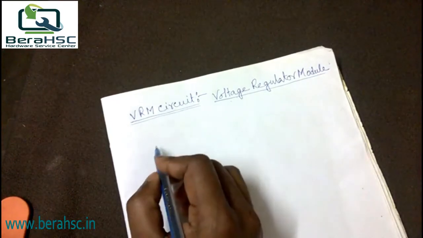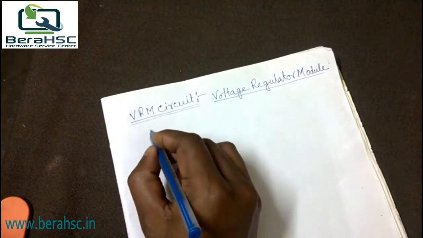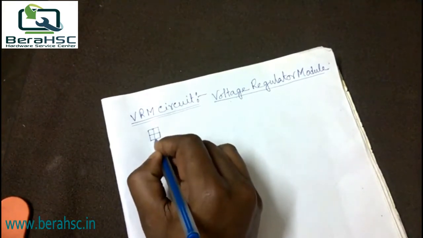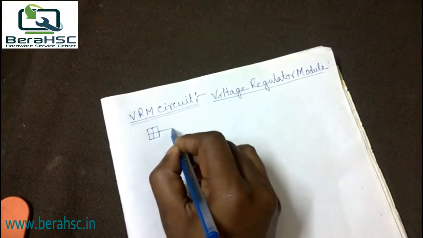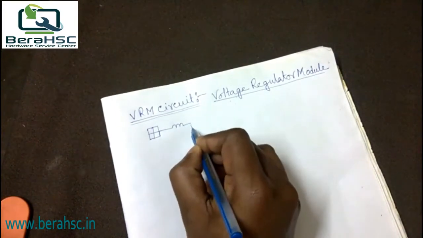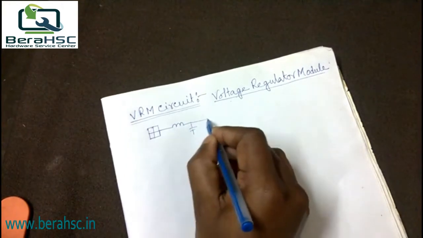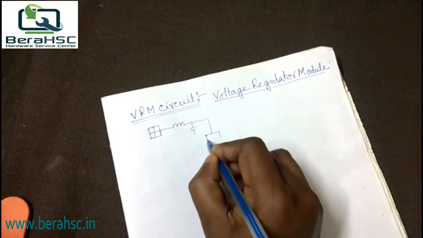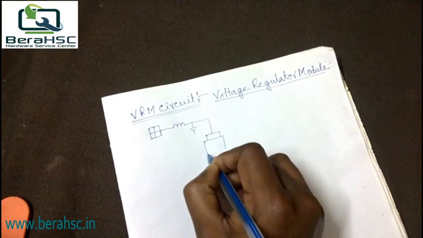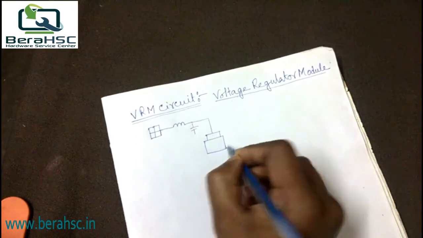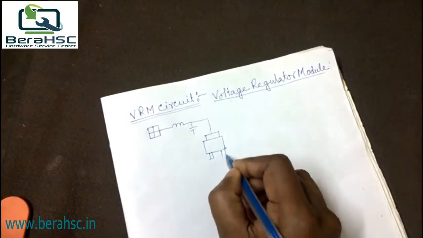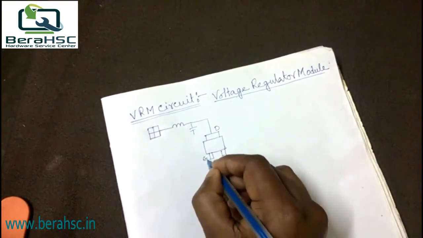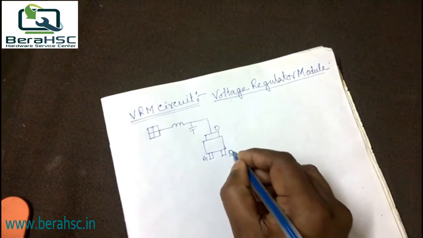At first, I draw a circuit diagram of the VRM circuit. This is the 4-pin 12-volt power supply. This is the input coil, input capacitor, and this is the N-channel MOSFET. This is called drain, this is called gate, and this is source.